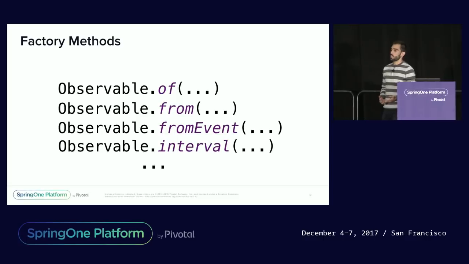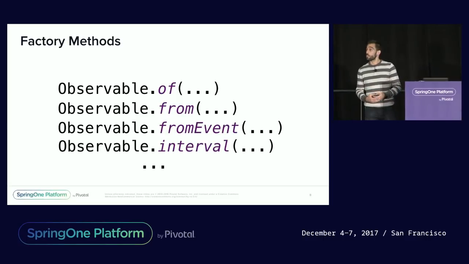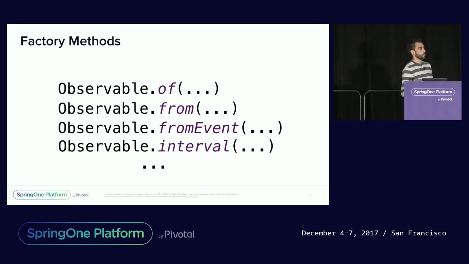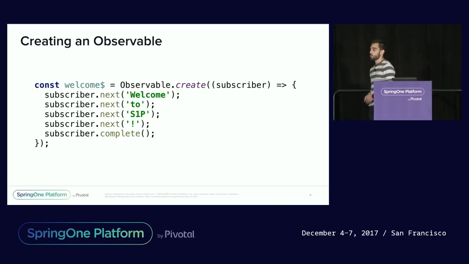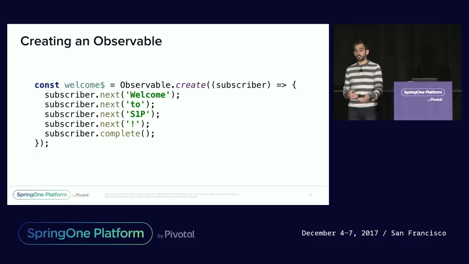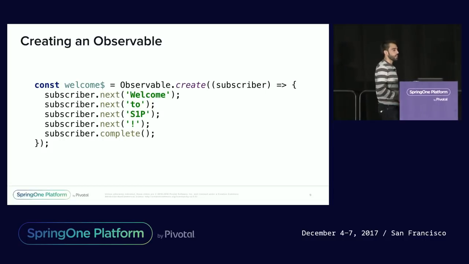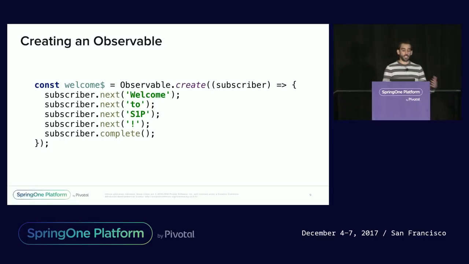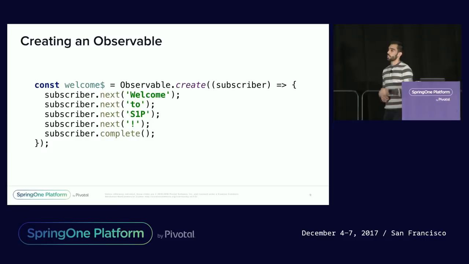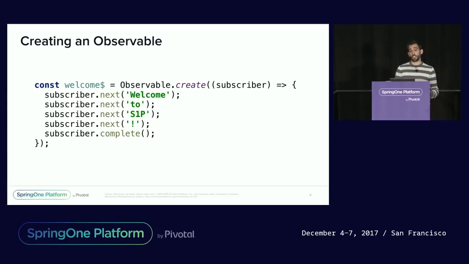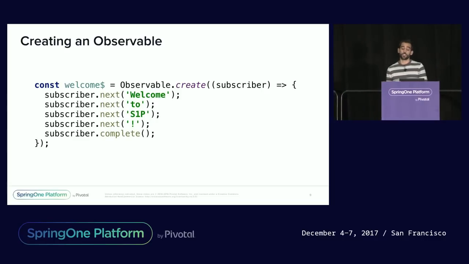But these observables are lazy, so nothing happens if you just declare them. So you need to subscribe to them, right? So provide what's called an observer. If you have a more complex scenario where the factory methods are not enough, you might create your own observable. You might define how the observable emits values. Right? So here we have a really simple example on how an observable basically sends or emits 4 values, welcome to Spring Web Platform, and then completes the observable. So that's a really simple example, but this shows that you can actually create and wrap any data source in an observable.